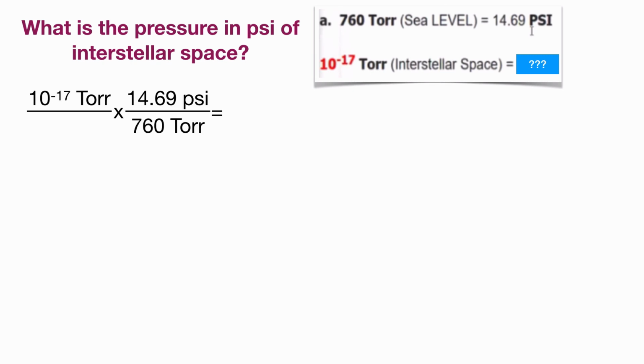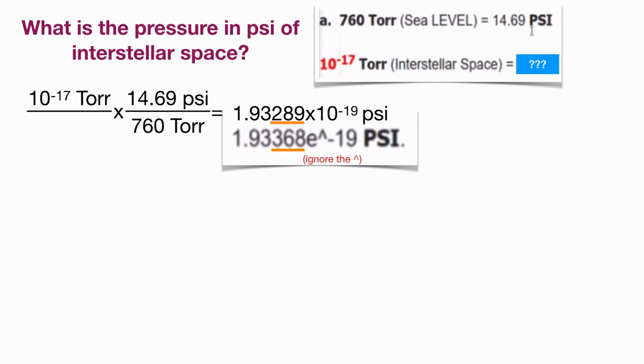So we're going to convert between torr and PSI using his conversion value of 14.69, and we get 1.93289 times 10 to the negative 19 PSI. Now again, significant digits, we're not going to include all those digits. But what's interesting is that the value that he gives on his slide is slightly different. And I'm not saying that's a huge deal, because it's the thousandths place. That 3 is the thousandths place. So this difference is not a huge deal.